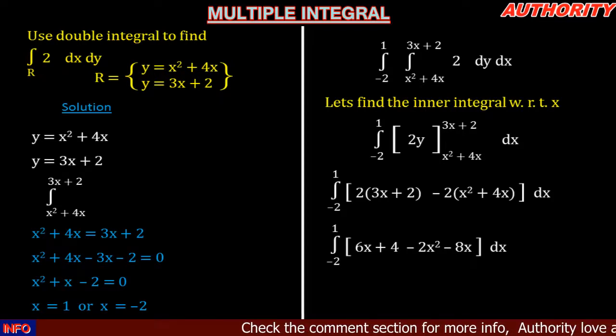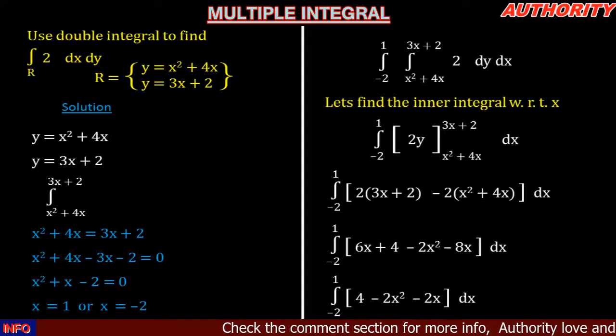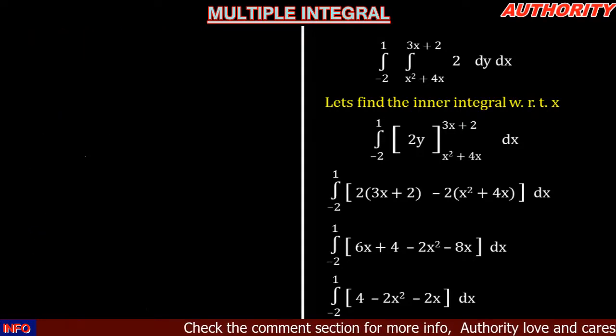So when you say 6x minus 8x is going to give you minus 2x, and then here we have the integral from minus 2 to 1, 4 minus 2x squared minus 2x dx. So here we have 4 minus 2x squared minus 2x dx. Okay, good. We have integrated the first part, which is the inner part. Now let's integrate the outer part, which is with respect to x. Okay, now integrating with respect to x.